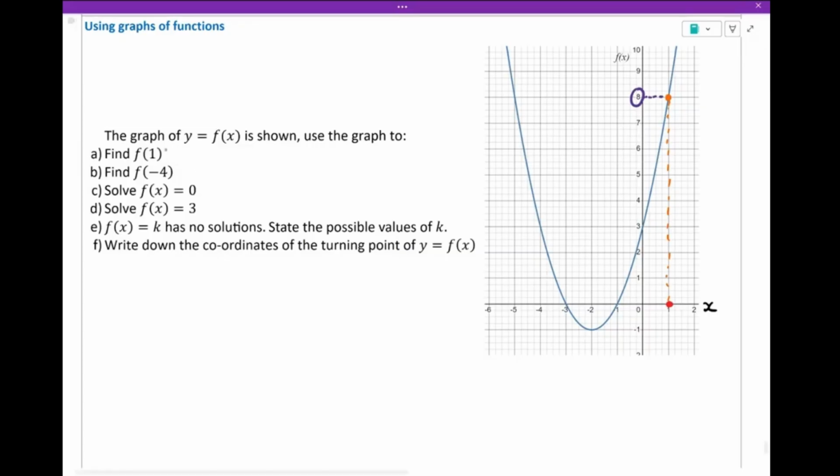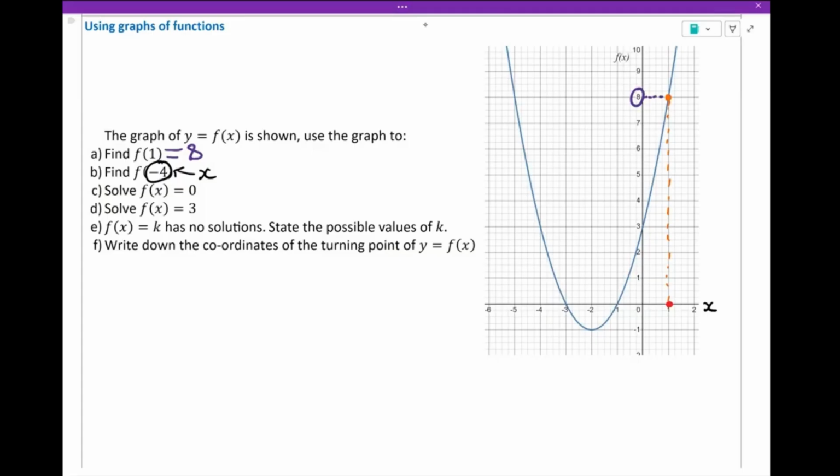So I'm going to write in my answer over here. f of 1 is equal to 8. Essentially that's my output when I substitute 1 into my function. So let's look at our second one. It says find f of negative 4. So this time negative 4 is my input. That is my x value. So I need to find my output.